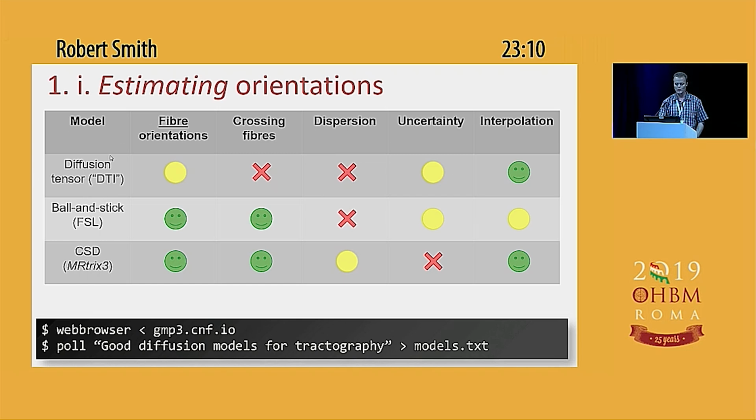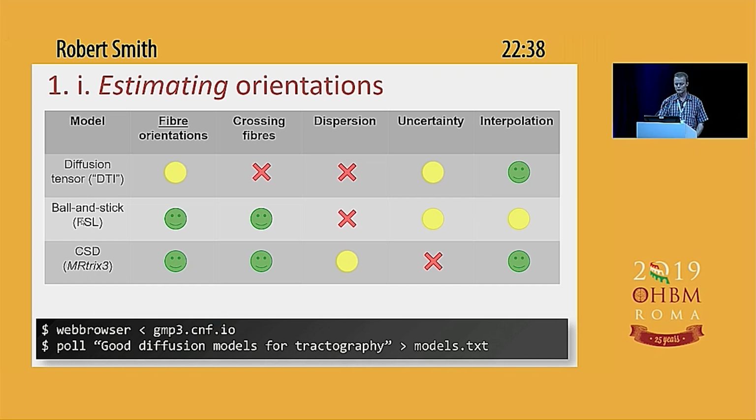So I'm hoping a lot of you will have heard of the diffusion tensor model or diffusion tensor imaging or DTI. Most famously, this gets a big fat cross in the crossing fibres column because the tensor can only represent a single fibre orientation in each image voxel. And there have been experiments that have shown that the fraction of white matter that actually contains crossing fibres is very high. So it's a very high proportion of the white matter where the diffusion tensor model is inadequate.